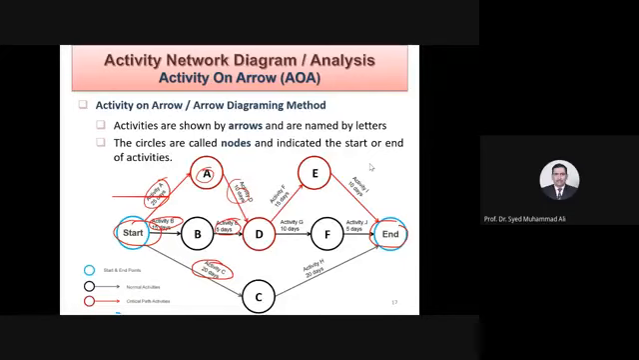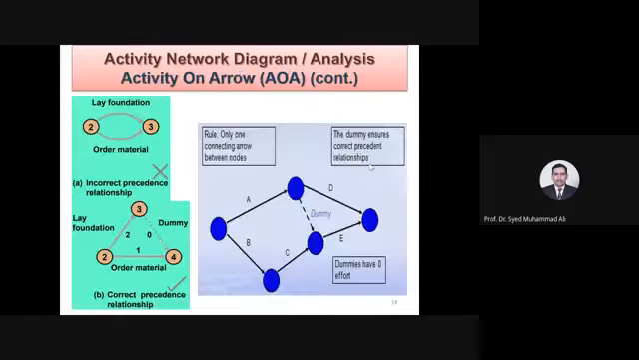Circles are called nodes and indicate the start and end. So these nodes are just explaining your start and end. For a simple example, the rule says lay foundation 2 to 3, order material 2 to 3. It says this is not correct, that you lay foundation from 2 to 3, you order material 2 to 4, and then there is an activity called a dummy activity. Sometimes you can add one and connect them together. He says this should not be the case.